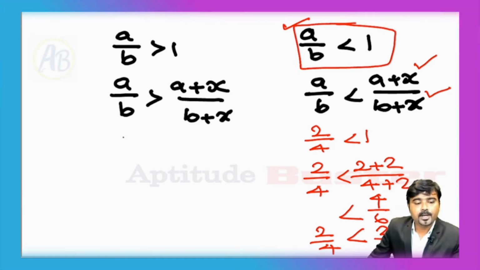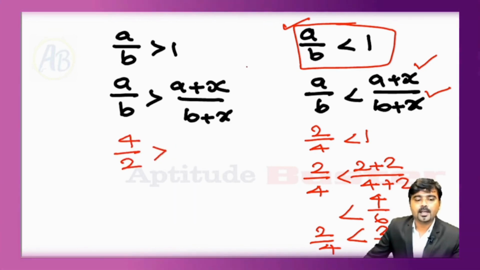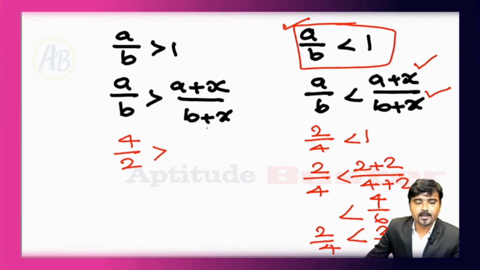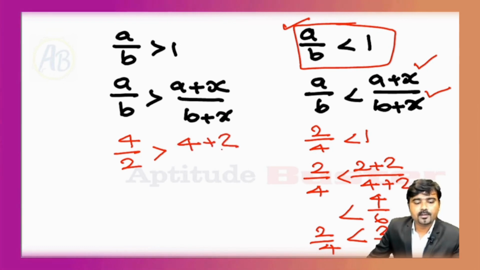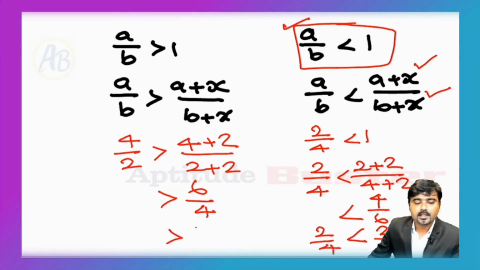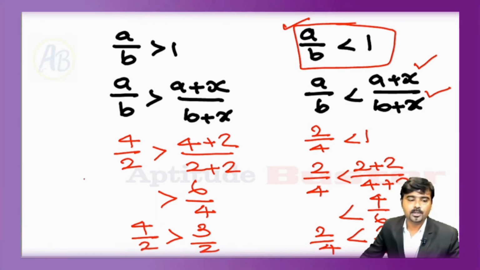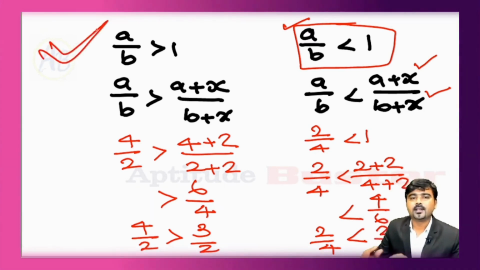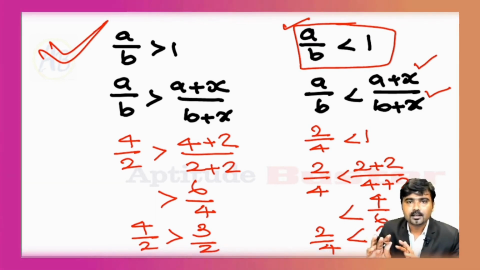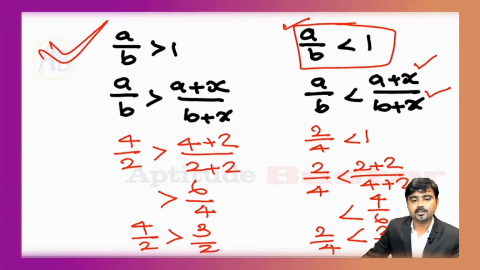I take 4 by 2. 4 by 2 greater than, add the same value to numerator and denominator, 4 plus 2 divided by 2 plus 2. What is 4 plus 2? 4 plus 2 is 6. 2 plus 2 is 4. That is nothing but 3 by 2. So 4 by 2 is greater than 3 by 2. Have you understood this one? These are the simple logics in ratios. Next we are going to discuss questions.